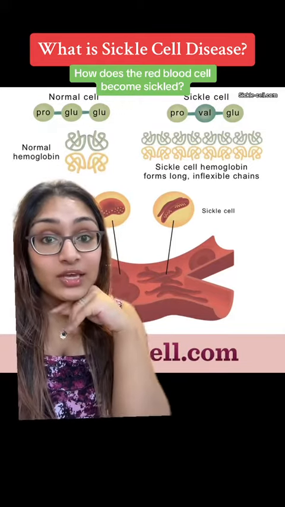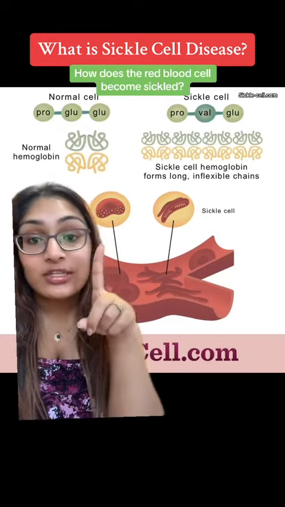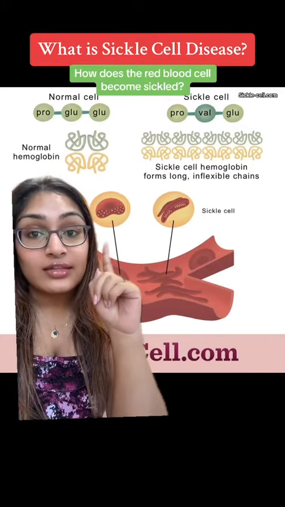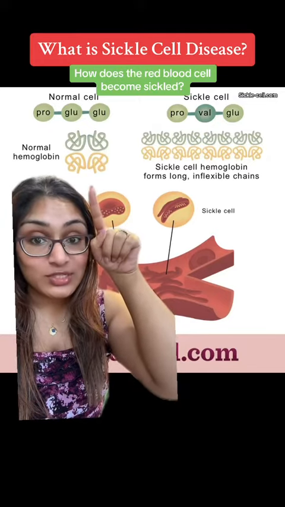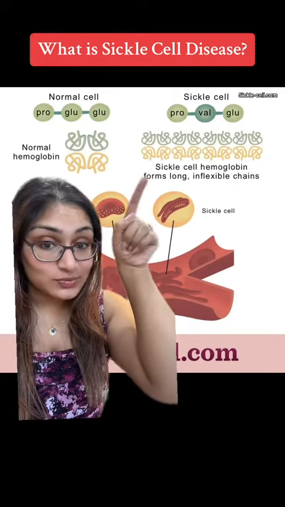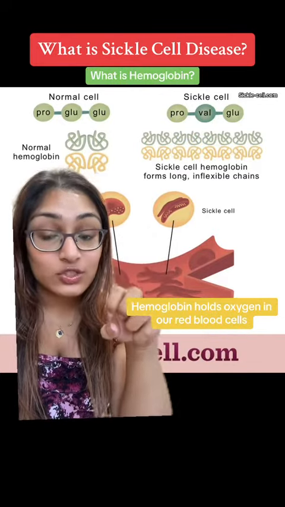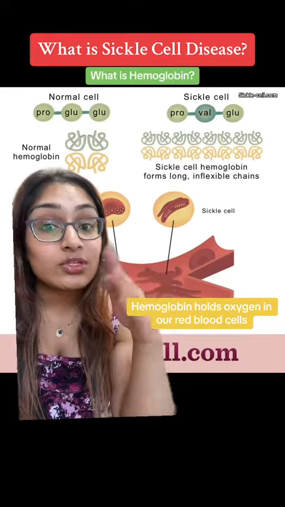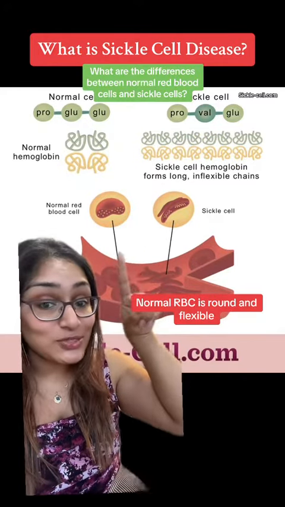This occurs because of one singular mutation in the gene that codes for hemoglobin. And that causes the hemoglobin to go from looking like this, which is what it normally looks like, to this. Now, hemoglobin is extremely important because that is what holds the oxygen in our cells so that it can be delivered to the rest of our body. As you can clearly tell, there's a difference between how these two cells look.